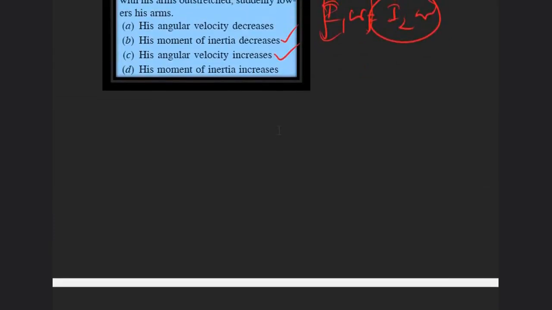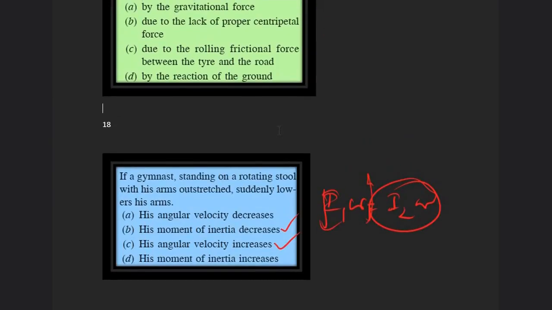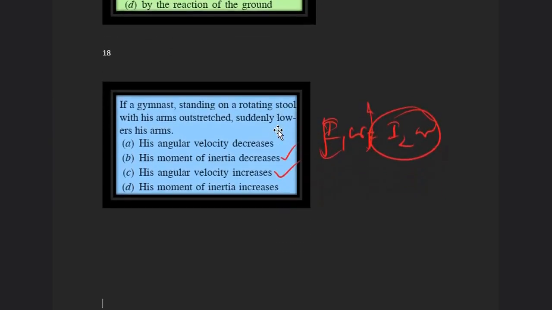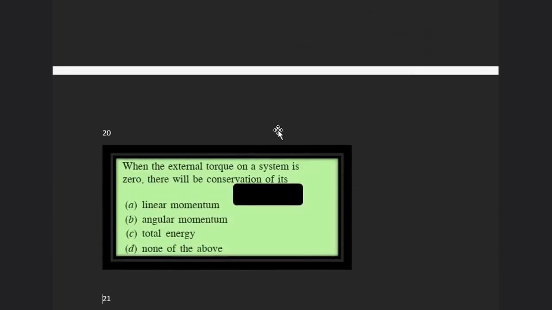Question number 19. I think I have missed one question. It's okay.